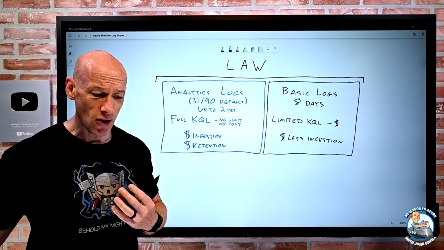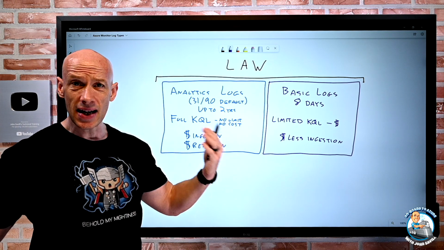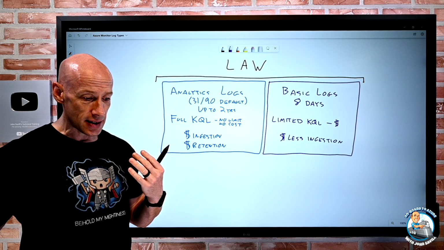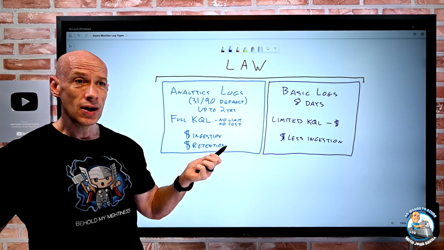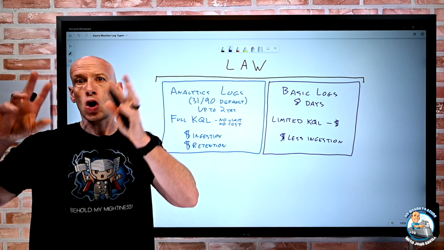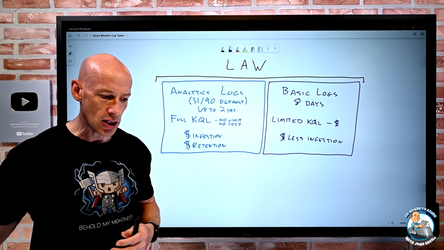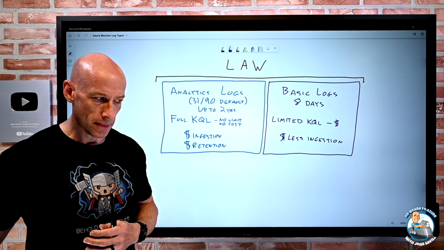Now, behind the scenes, it's not really actually moving the data. It's the same resiliency, the same redundancy. It's just limiting the query capabilities available to you, which means there's less compute cost on the Azure side, which is why I get these cheaper sets of capabilities.